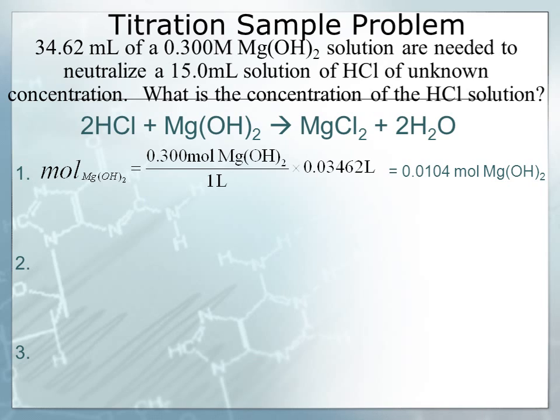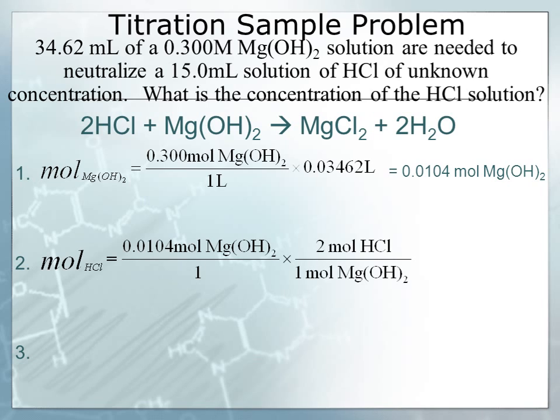Next, we need to take that molar amount and factor in the mole ratio of hydrogen chloride to magnesium hydroxide. In this case, it's a 2-to-1 ratio. So for every 0.0104 moles of magnesium hydroxide that reacted, it reacted with 0.0208 moles of hydrogen chloride.